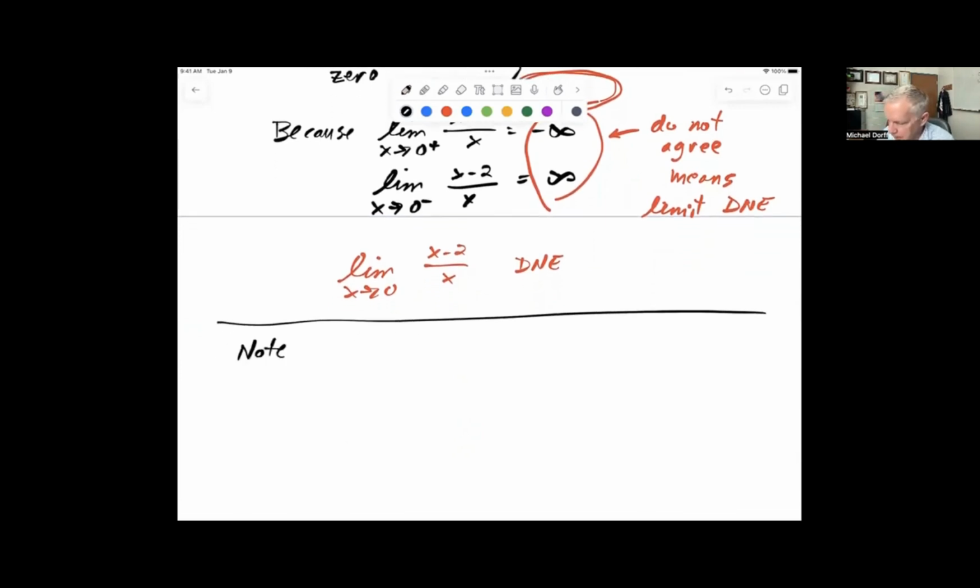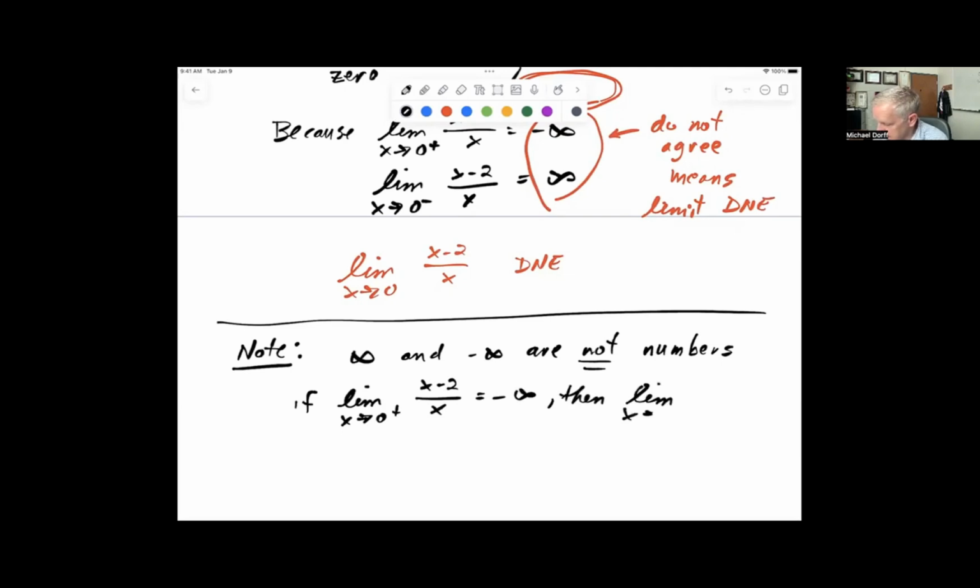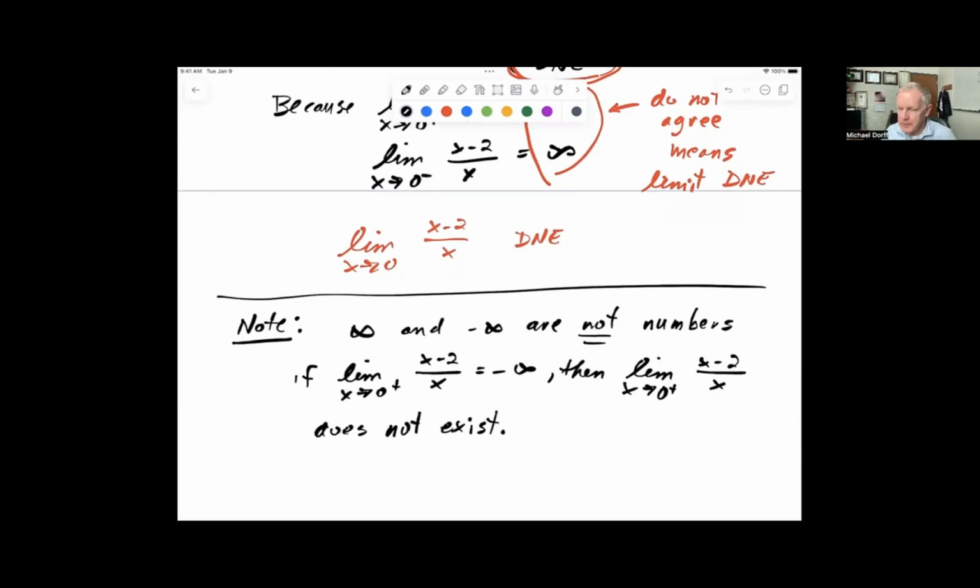Now, a note here. Infinity and negative infinity are not numbers. When we say that the limit equals infinity, it doesn't mean it equals a number. The limit equals infinity tells us more information than just that it doesn't exist. So what I'm saying here is if, as x goes to 0 from the right, the limit equals negative infinity, then the limit does not exist, but the fact that it equals negative infinity gives us more information.